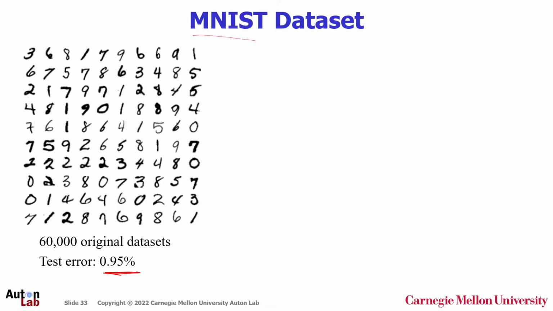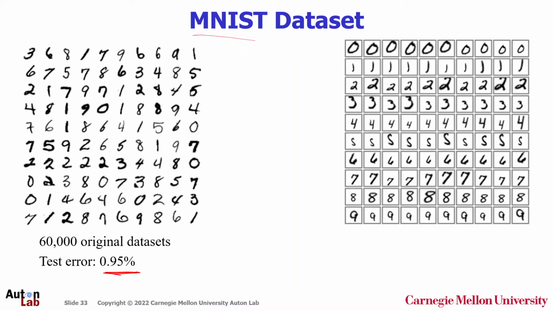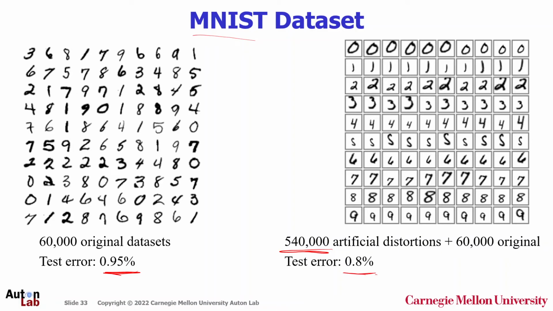To get even better results, they augmented the dataset with 540,000 artificial distortions. They contain some small perturbations of the original images, as you can see here. After training the neural net with this larger dataset, the test error dropped to 0.8%. This is pretty good because it's about the same as human level performance. It's a common trick to augment the dataset with some distorted or noisy images.